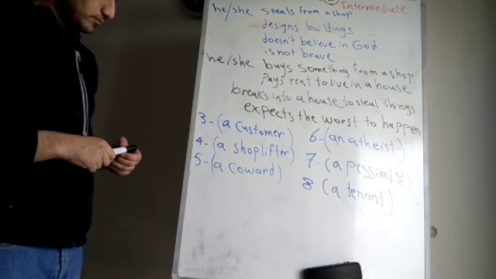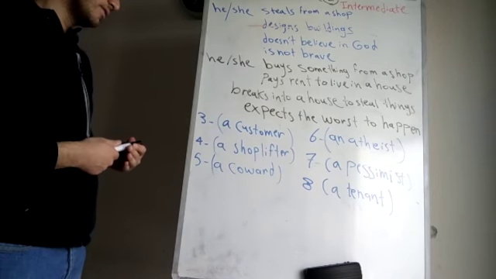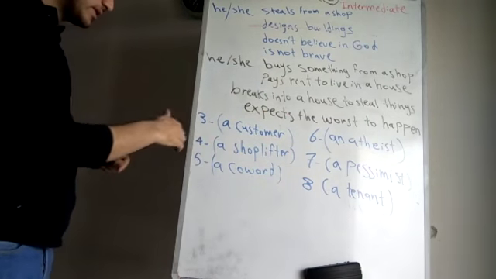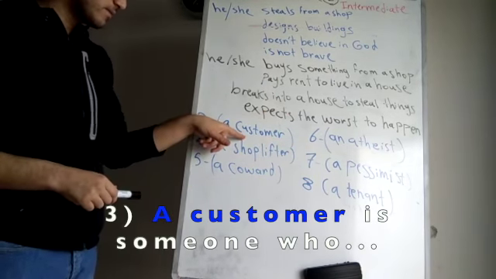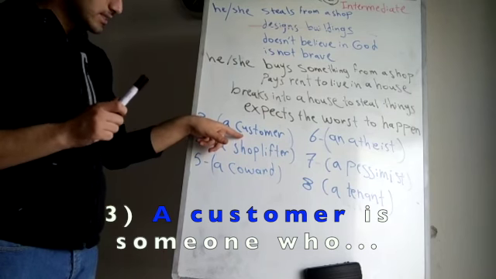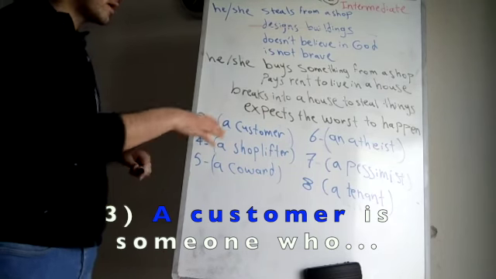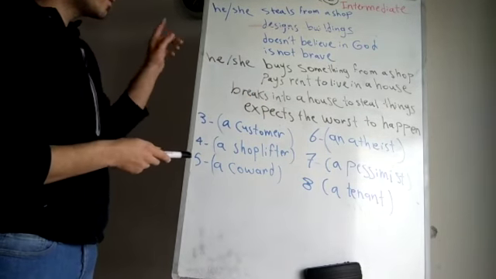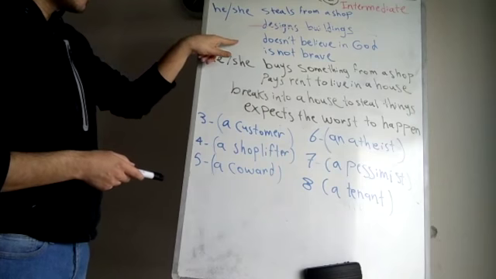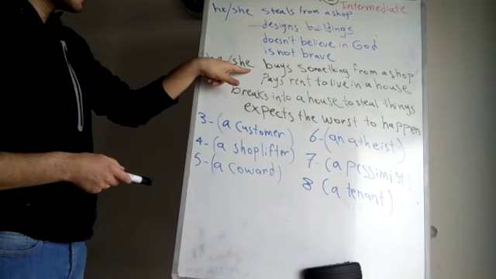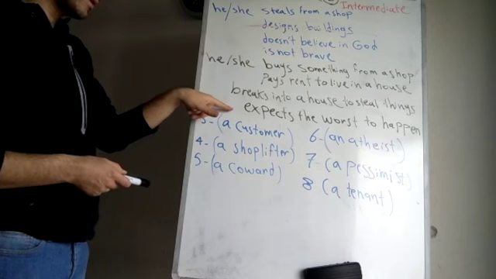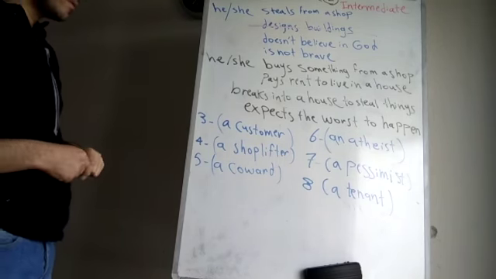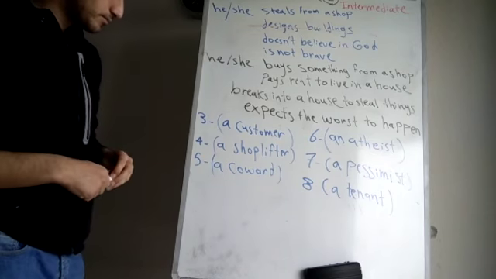Okay, so you have to use these words with this list. For example, a customer is someone who, and you have to find which one. A customer is someone who buys something from a shop or expects the worst to happen. So you have to find the answer.